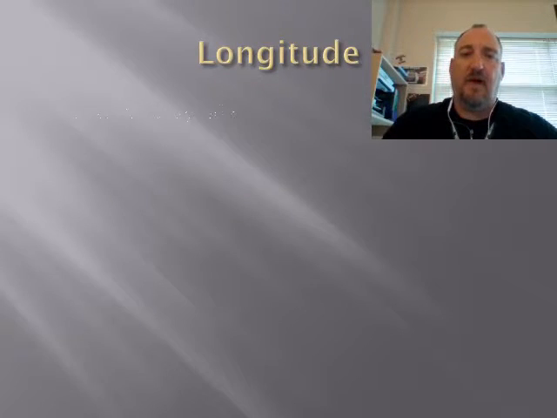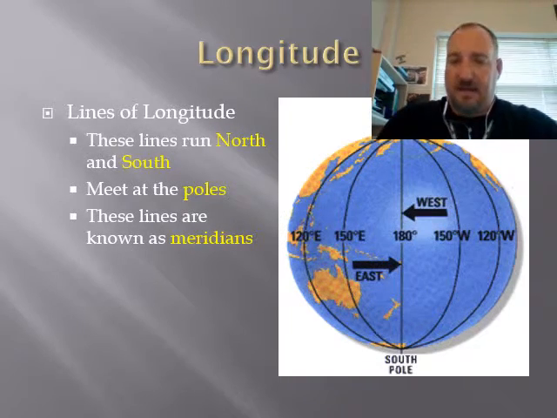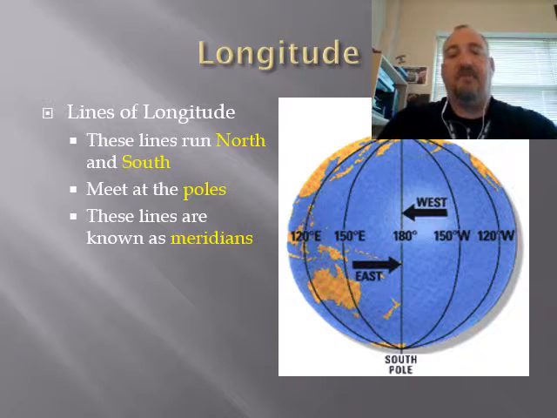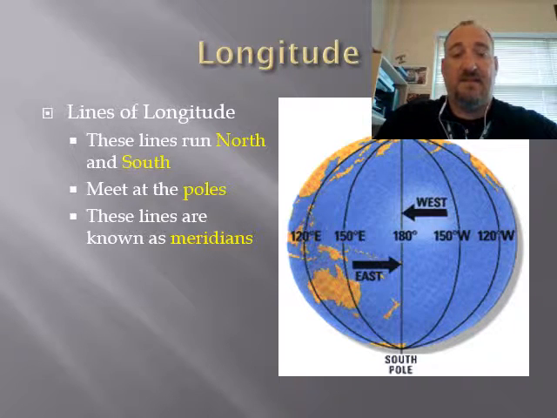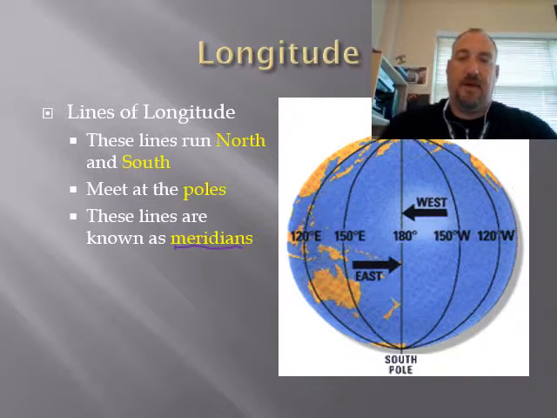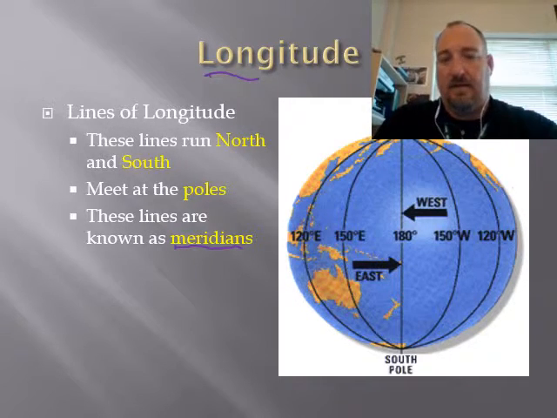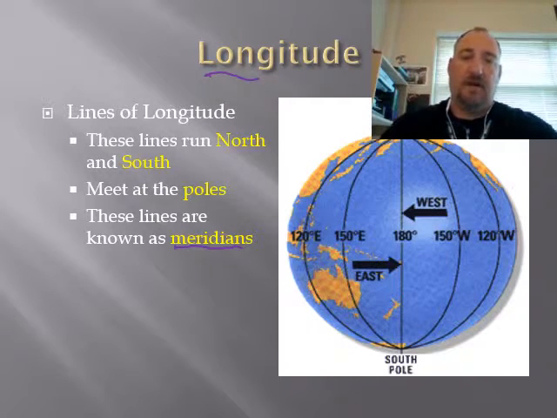And then we have lines of longitude. These lines run north-south, but then they measure distance east and west. And they measure that distance using meridians, okay? And I think of them like they're long, they're tall, they're running north-south, they're running long.